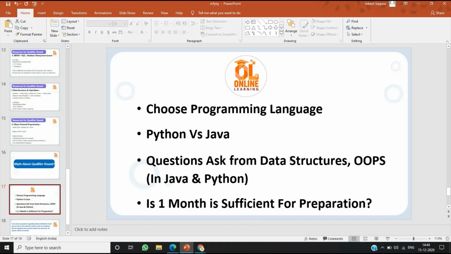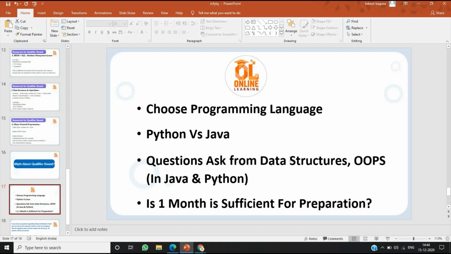Is 1 month sufficient for preparation? Candidates ask me on Instagram: sir, there is only 1 month left, is it sufficient for preparation? Can we crack the exam in the first attempt or not? Friends, believe me, this time is preparation time. You do not need to worry about how Infosys conducts its exam after 1 month or 2 months.